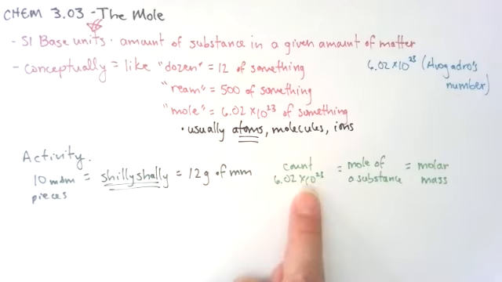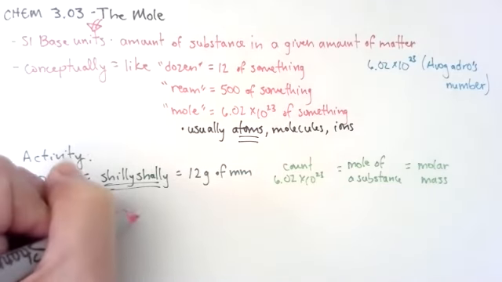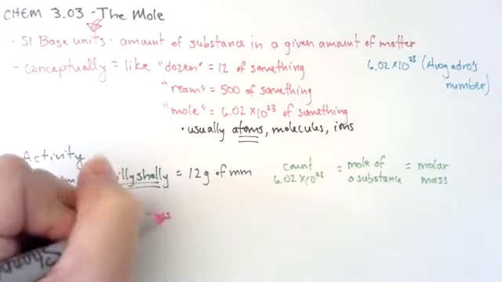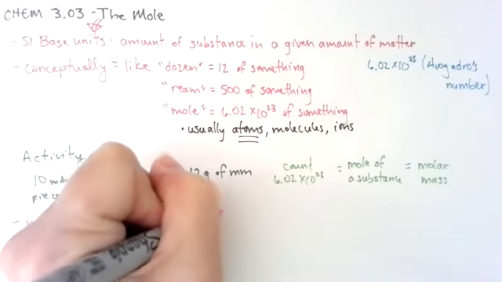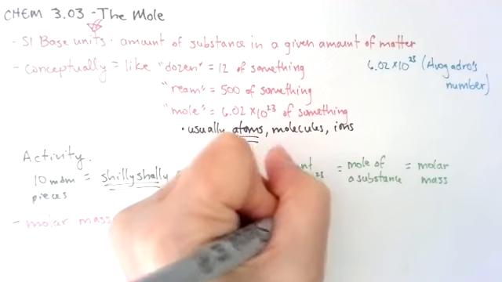Can we count out 6.02 times 10 to the 23rd atoms? No, we can't. Well, let's talk about molar mass then. So we've got molar mass. Molar mass is defined as the grams in 1 mole of a substance.